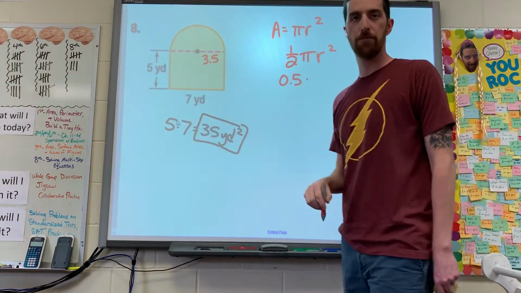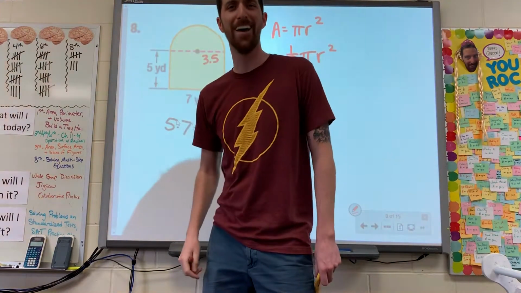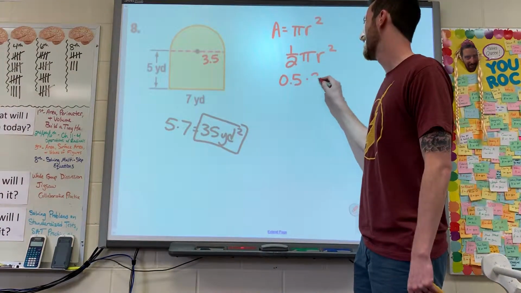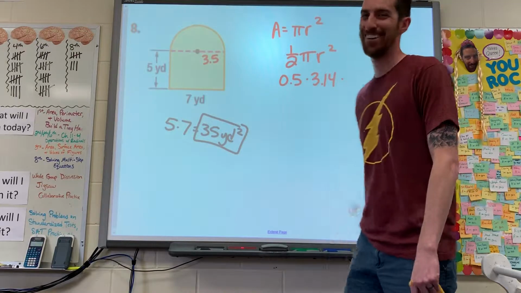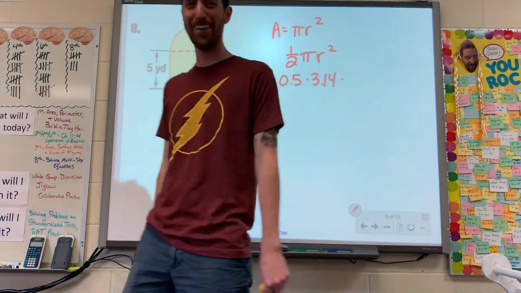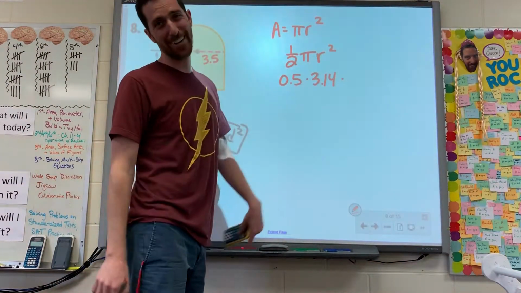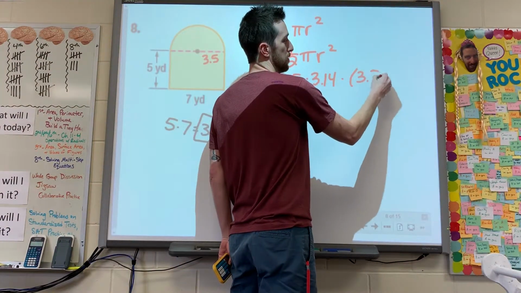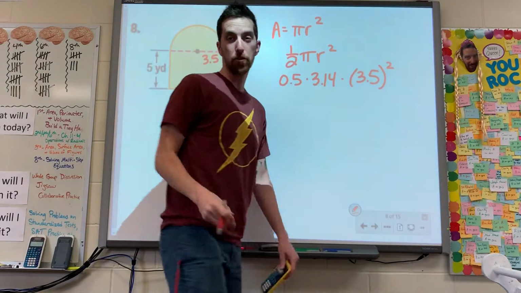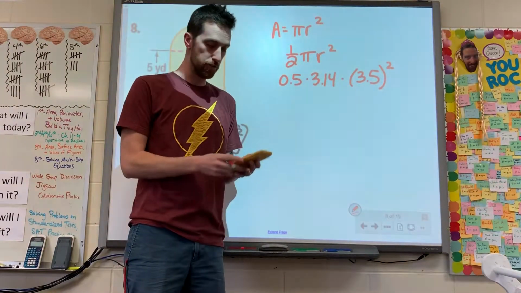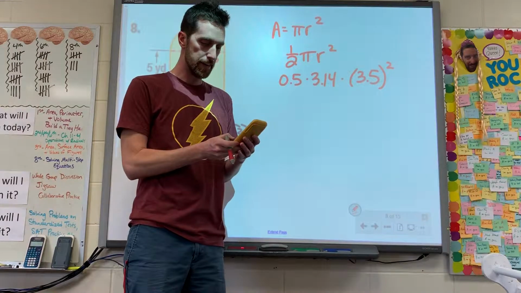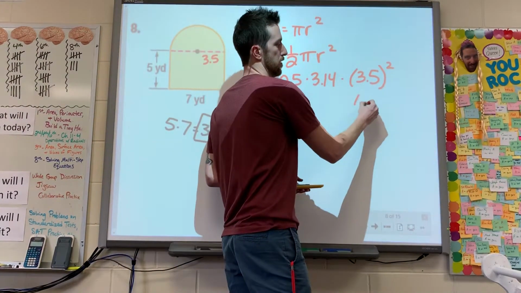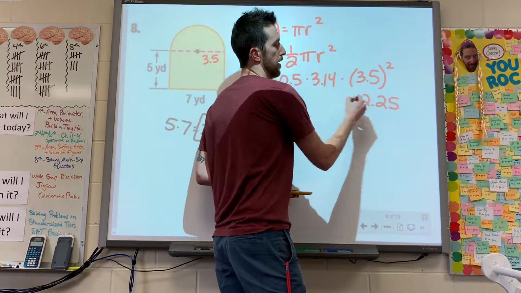What do we use every time for pi? Not apples. 3.14, that's right. And then the radius, remember, is 3.5, so we got 3.5 squared. Now remember your order of operations, you do your exponents first. So 3.5 times 3.5, or 3.5 squared, is 12.25.